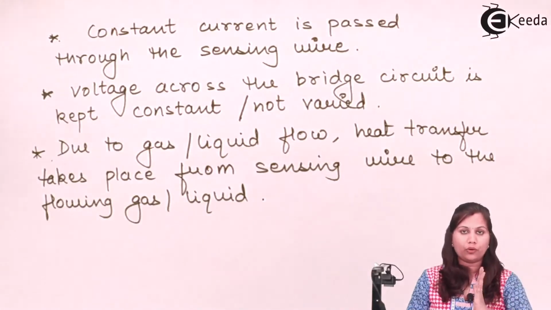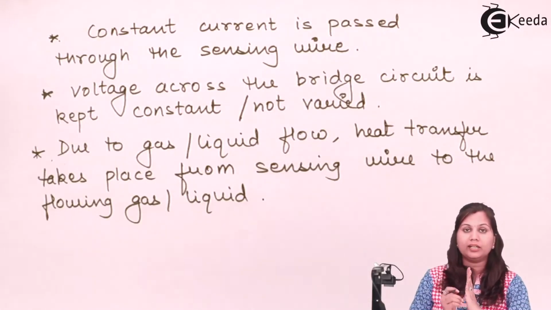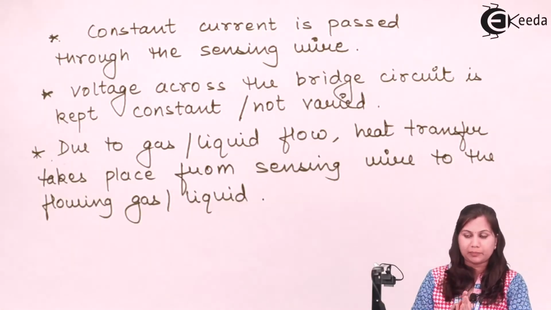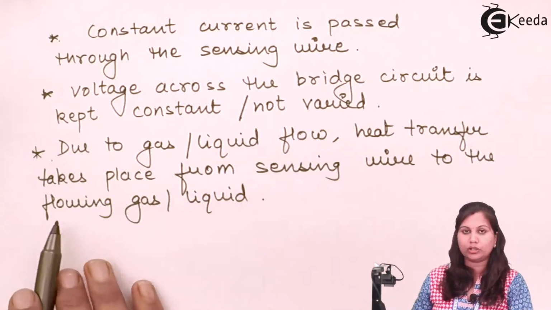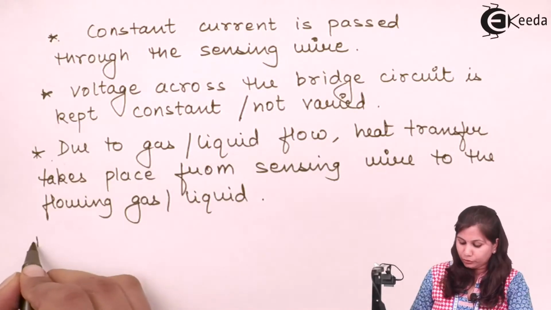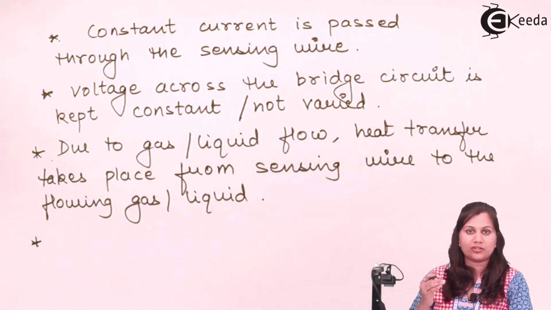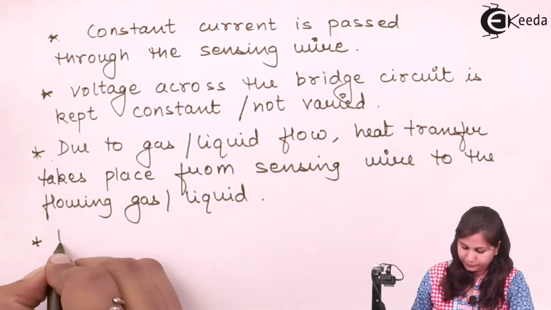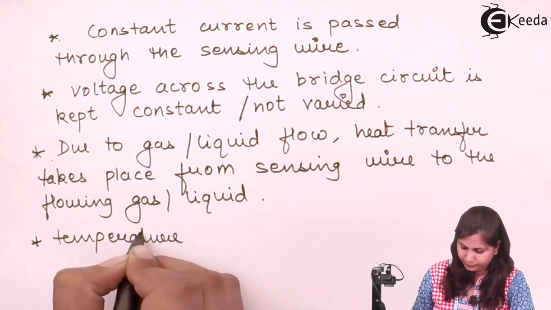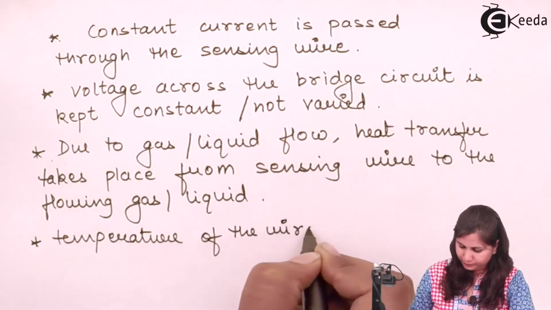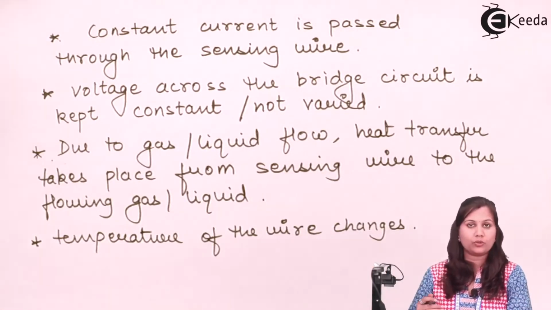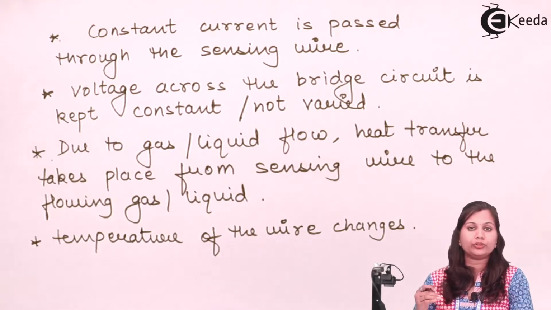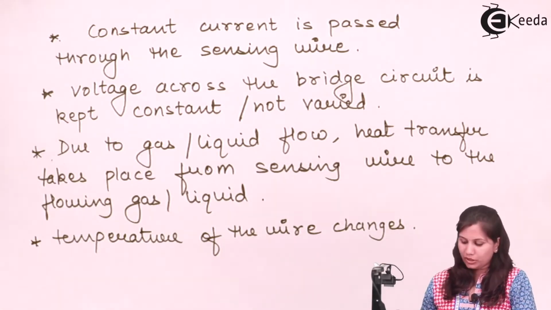So due to the flow of the gas or the liquid, heat transfer takes place from the sensing wire to the flowing gas, and due to this heat transfer there is a change in the temperature. This temperature is going to reduce, and due to the reduction in the temperature, the resistance of the wire also changes.